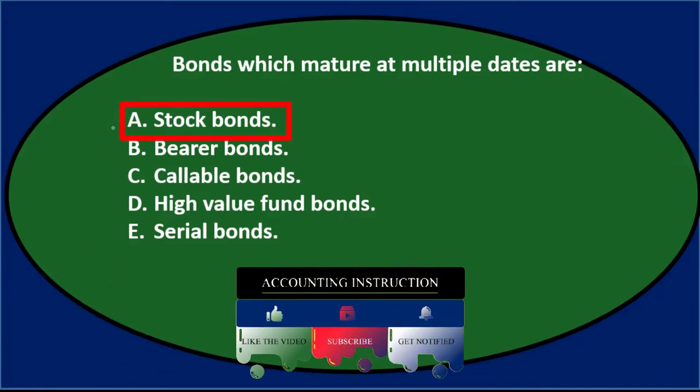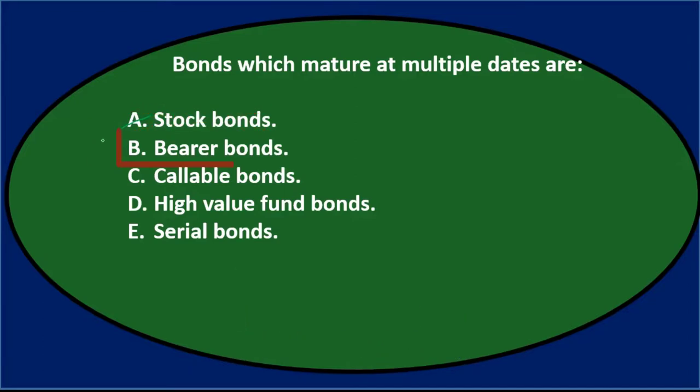Stock bonds, I'm not sure that's a thing. I don't think that sounds familiar in our bond types. B, bearer bonds. That sounds like a type of bond. If we don't know what they are, we could say maybe B. C says callable bonds. And again, that sounds familiar, so if we don't know what callable bonds are, it might be that one.